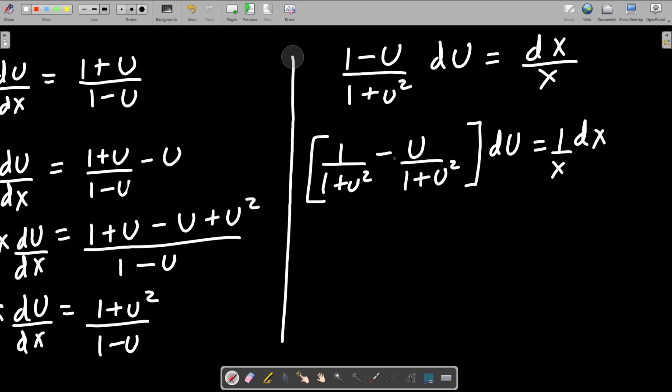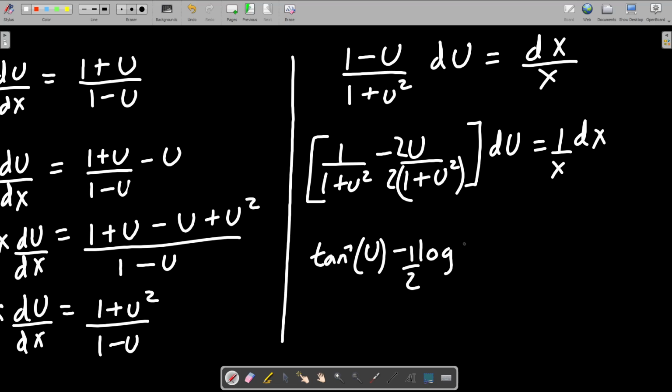So what should I do? I'll write it with a 2 over here and balance the 2. The numerator is the derivative of the denominator, so I'll do it directly now. I won't write down extra steps; there are no marks for this integration, so try to make it as short as possible. Only the final answer matters to me. So that is tan inverse of U, minus half times log of modulus of 1 + u^2.